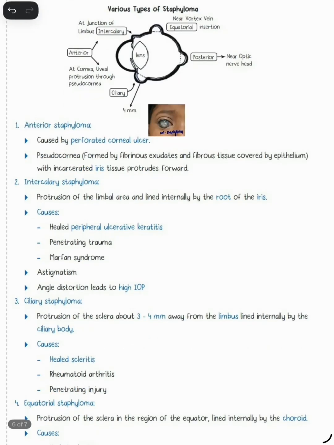The ciliary staphyloma is the protrusion of the sclera about 3 to 4 millimeters away from the limbus, lined internally by the ciliary body. So the protrusion occurring near the ciliary body is called the ciliary staphyloma. And what are the causes? The causes can be healed scleritis, which is inflammation of the sclera that has healed, rheumatoid arthritis, or trauma, a penetrating injury.